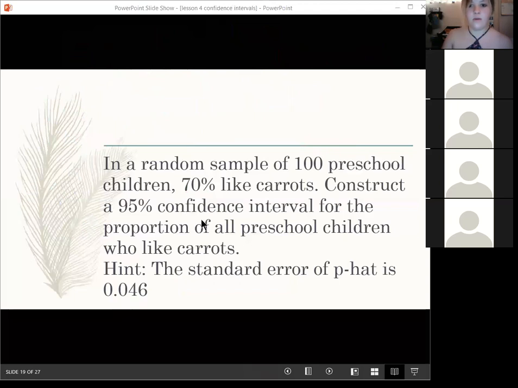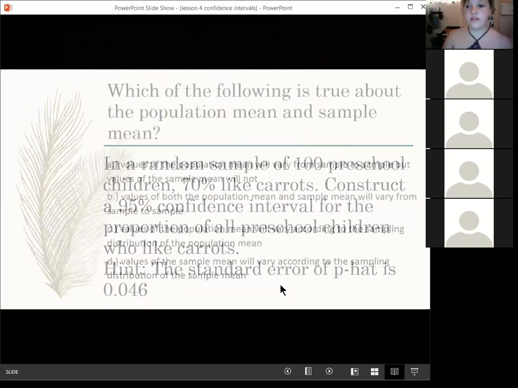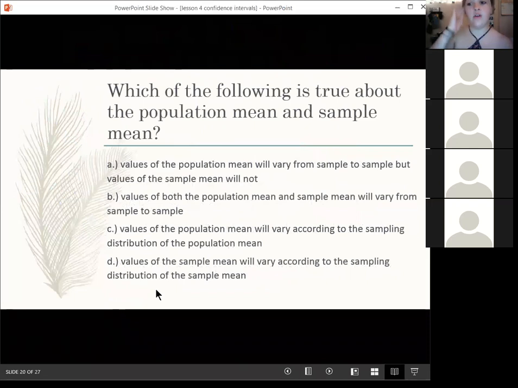Alrighty. So, let's do another one. Which of the following is true about the population mean and sample mean? Go ahead, read through these, let me know what you think, and we'll go over it then.